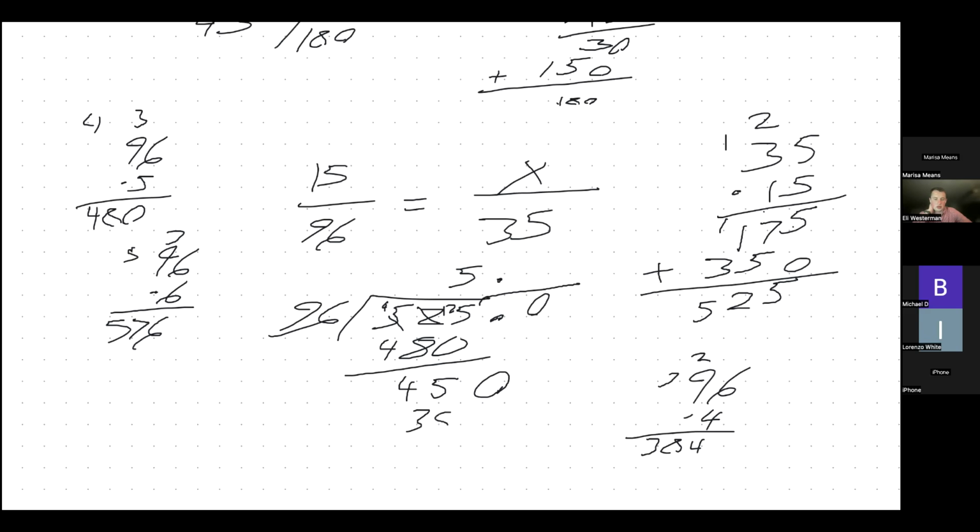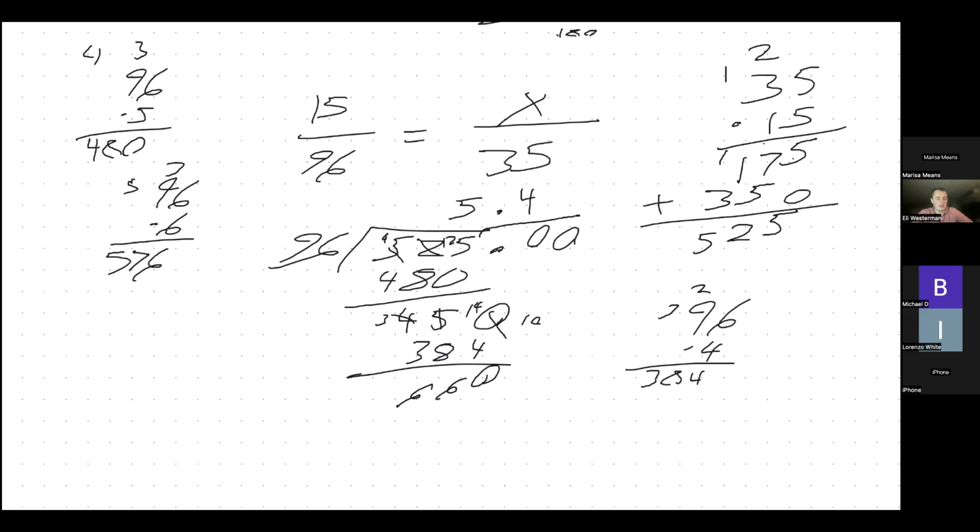384. So 10, 6. 14 minus 8 is 6. That becomes nothing. So we should have a 4 up here. We're going to bring a 0 down. And we know 96 times 6 is 576. This one just turns really ugly. Sorry. 576. 10 minus 4.